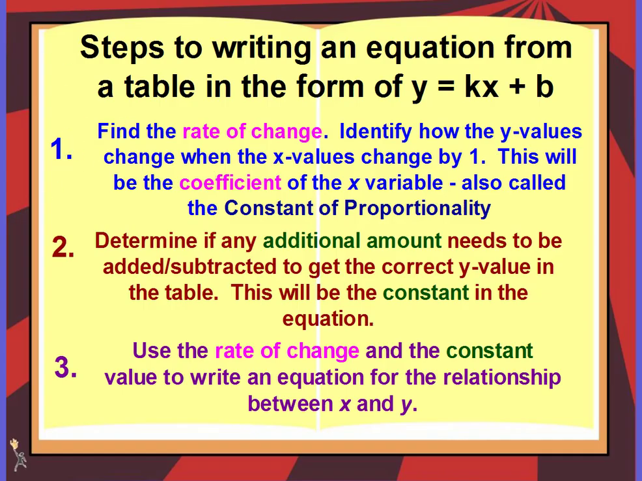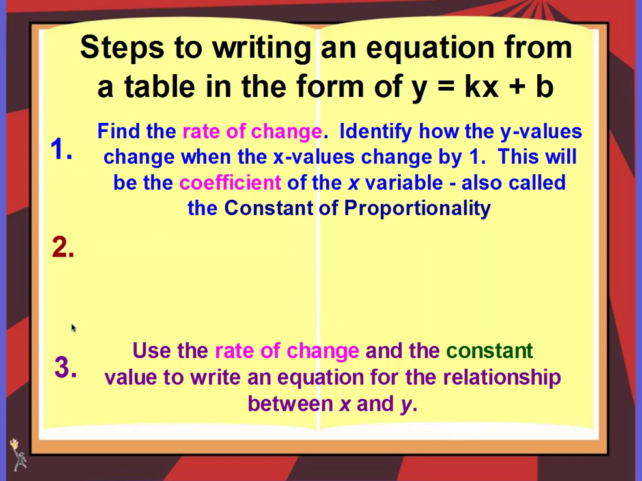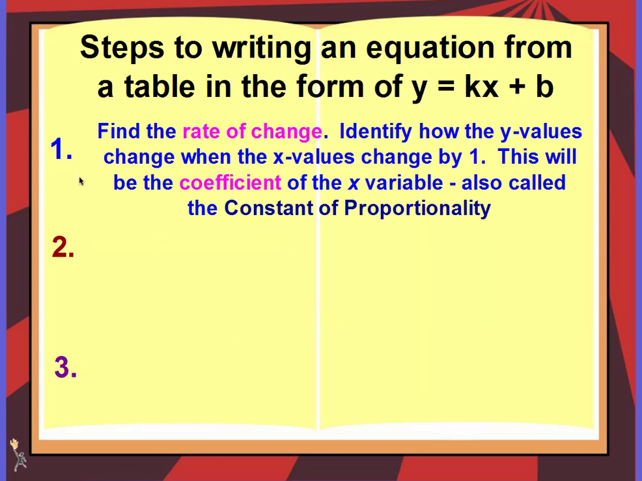Okay, these are the steps. Let me close those up. Okay, the first step is you're going to find what we call the rate of change. This identifies how the y values change when the x values change by 1. This is also the coefficient of the x variable, and also called the constant of proportionality.